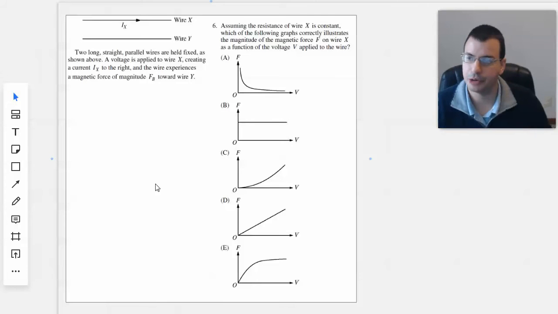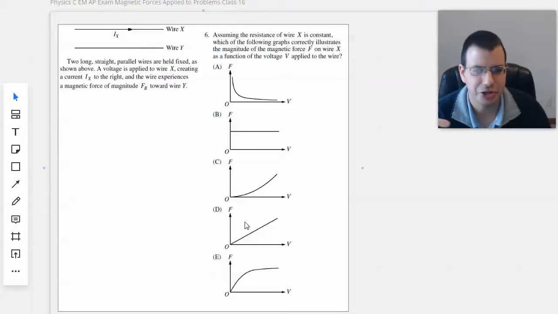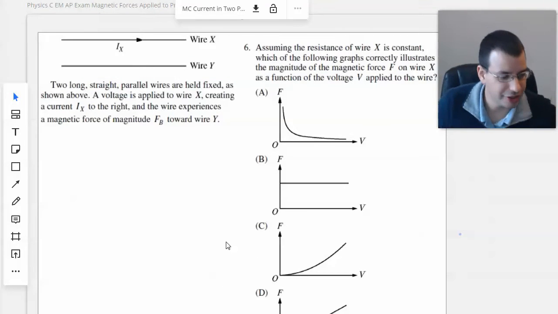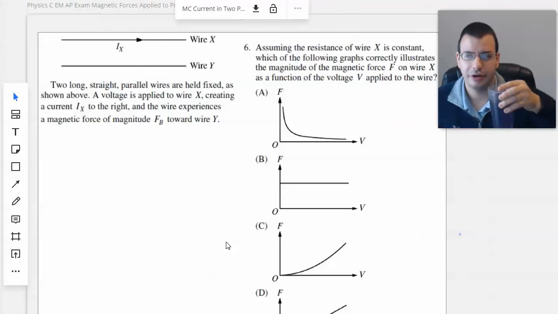Okay, so here's a multiple choice problem. My preferred. I enjoy multiple choice, even though it does tend to be an all or nothing type endeavor. They're more exciting.